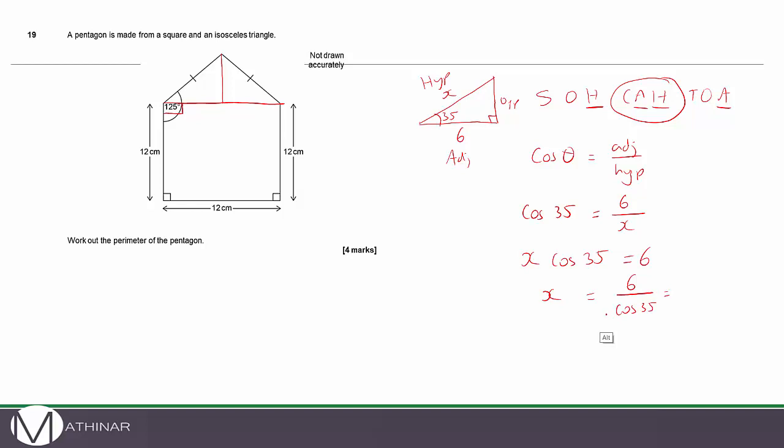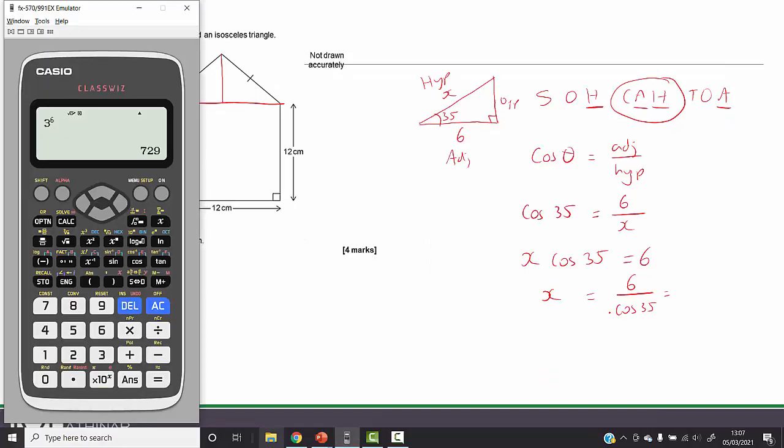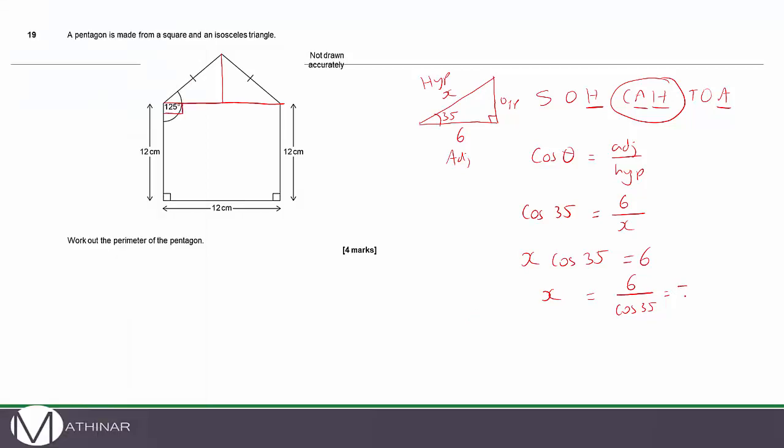Let's type this in. 6 and then divided by cos 35. So syntax error, that usually means brackets. Close the bracket. We get 7.32 to 3 significant figures. Okay, so 7.32 is the length over here.